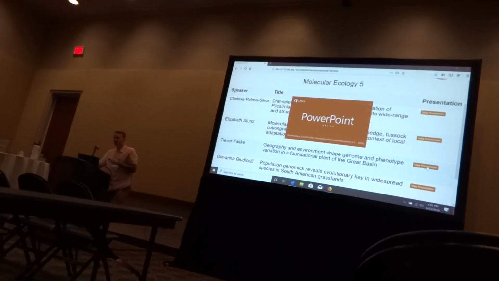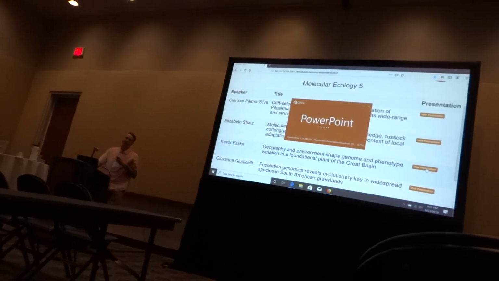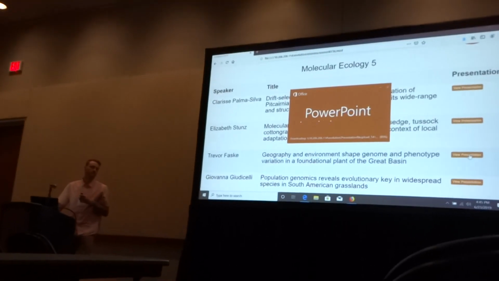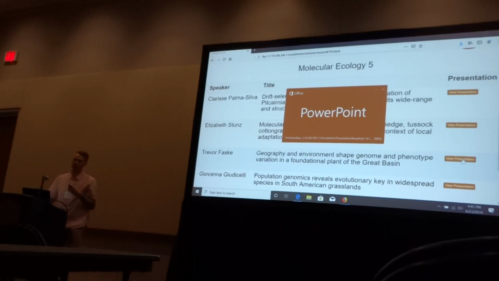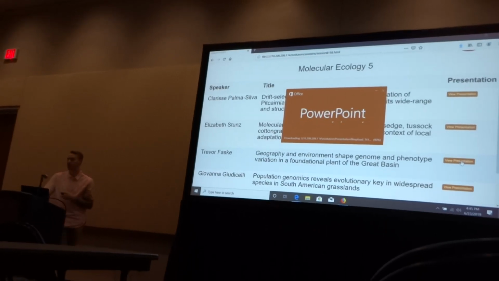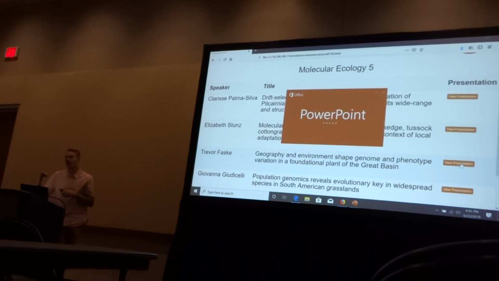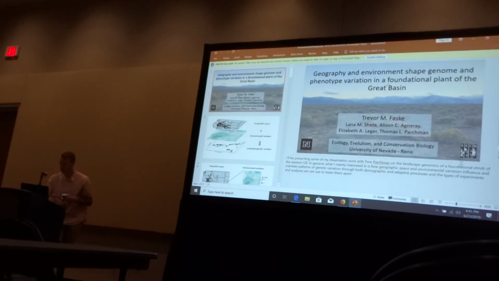So broadly what I'm interested in is looking at how geographic space and environmental variation influence genetic variation and maintain genetic variation through both demographic and adaptive processes, and thinking about the types of experiments and analyses we can use to tease those two things apart.